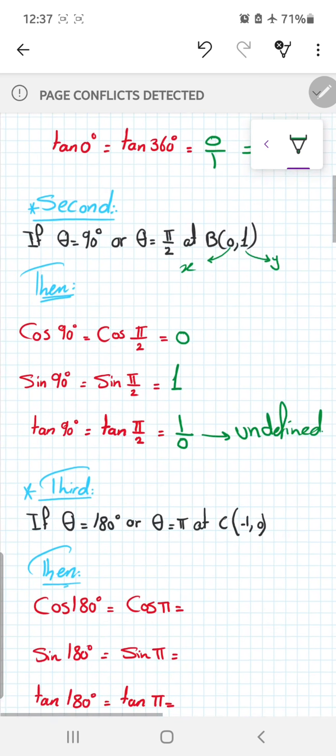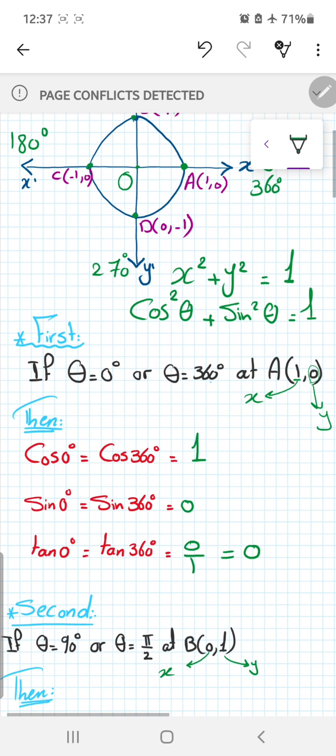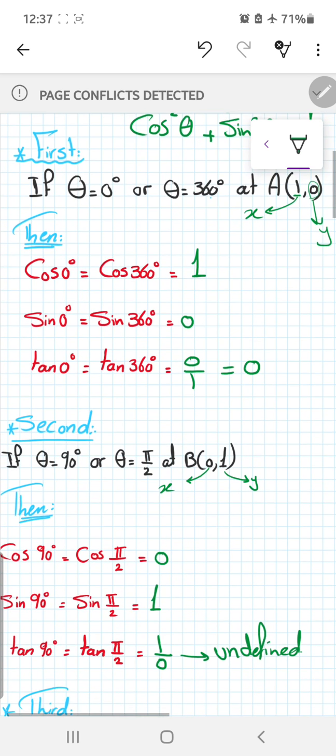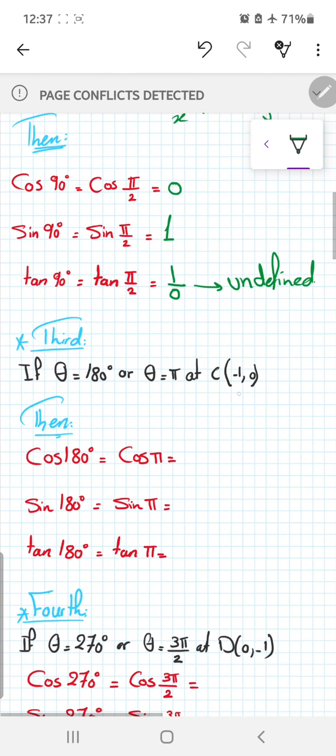Third, at the point C, at the measure 180 or pi. Here x is cosine theta, so cosine 180 or cosine pi equals negative 1. Sine equals y, so sine here equals 0. Tan equals y over x, which is 0 over negative 1 equals 0. 0 divided by any number equals 0.